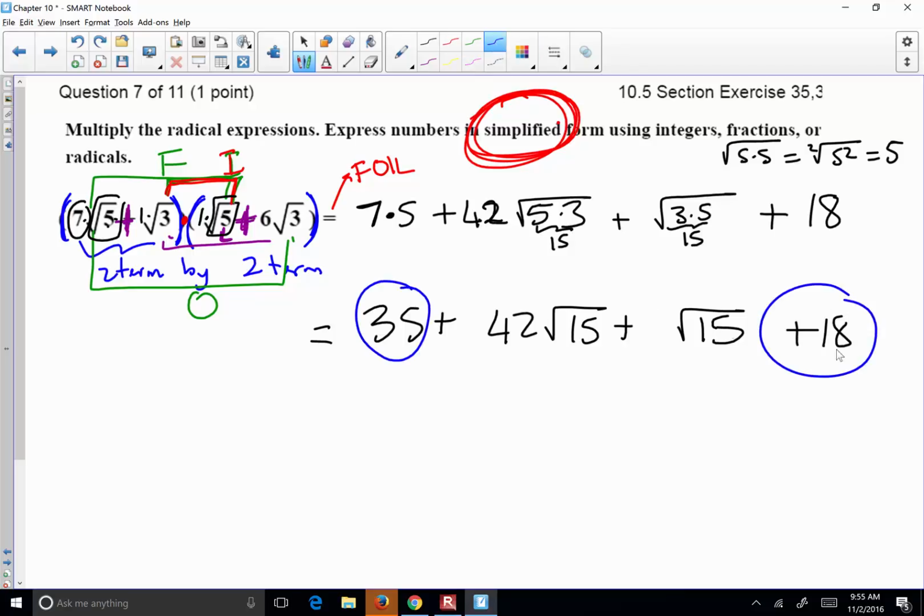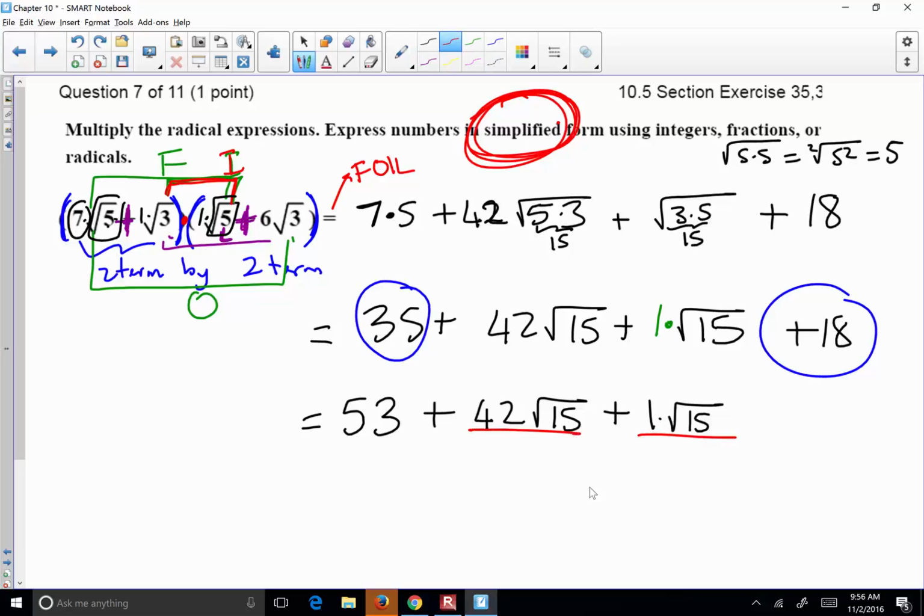Combine like terms. These are like, right? 35 plus 18 makes how many? 53. And then that's it. Right? We just copy these two. Are we out of like terms? What are these called? They are like as well.